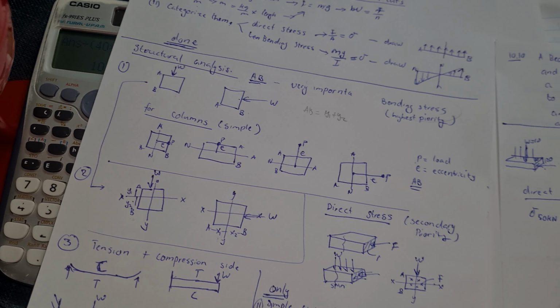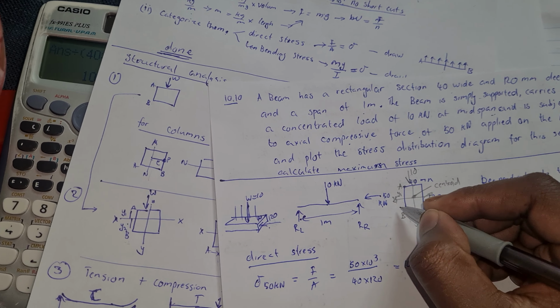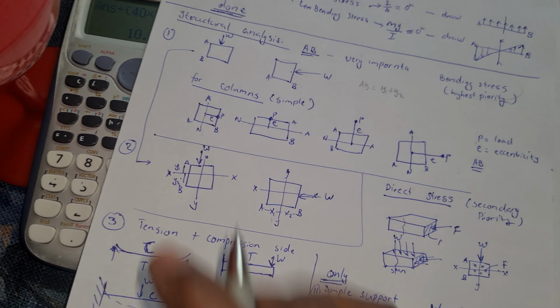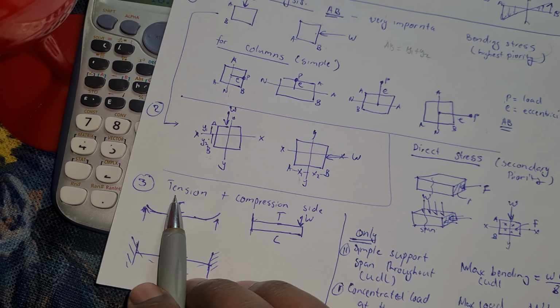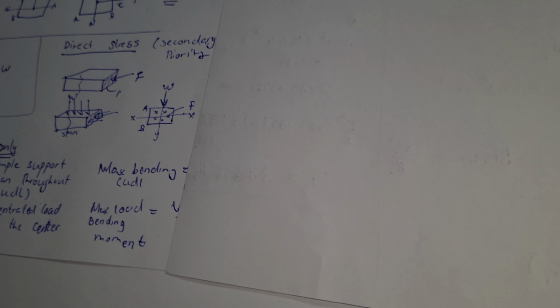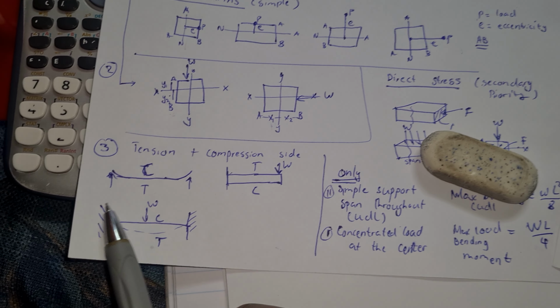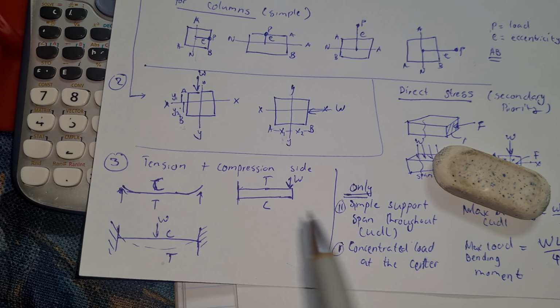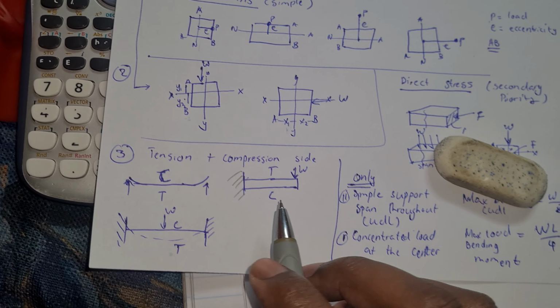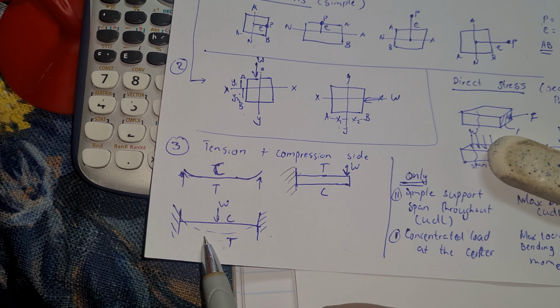So now we know our A and B. Then from A and B, we need to say this is Y1, this is Y2. After that, we need to find the tension and compression side, right? To find the compression side, we need to ask ourselves, is it a simple support or a cantilever? This is a cantilever. A cantilever, or is it built-in? Built-in and simple support are the same.